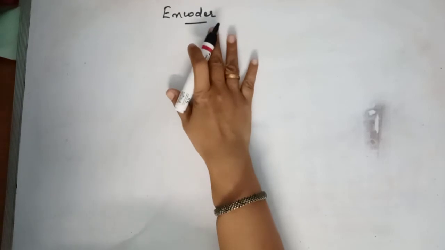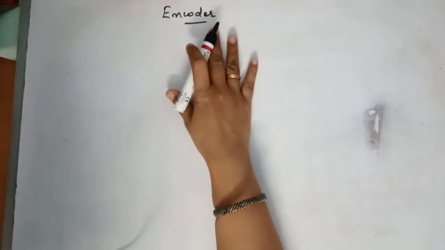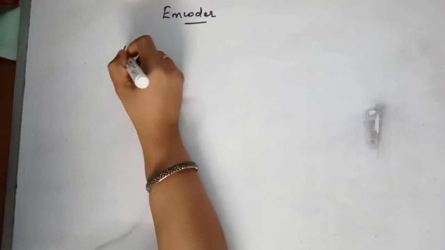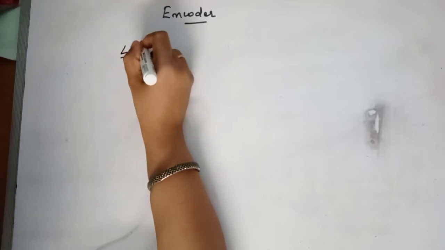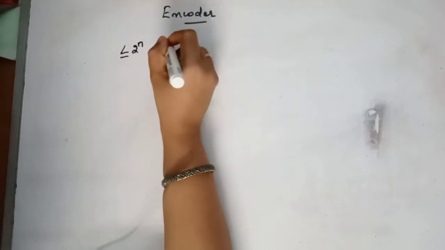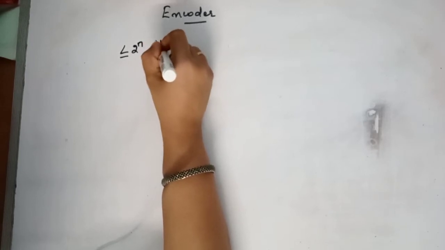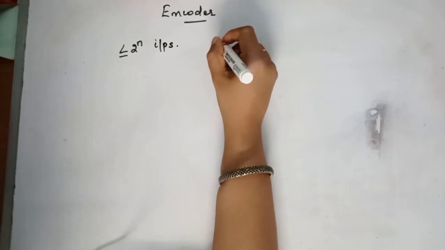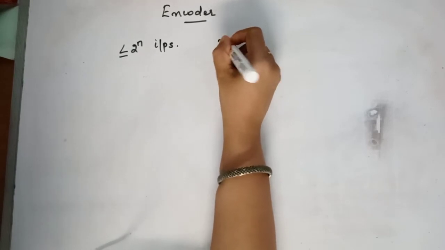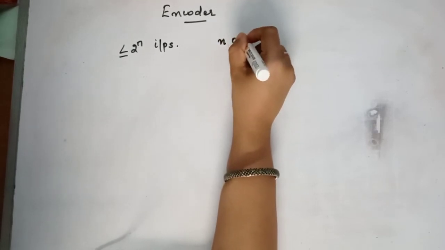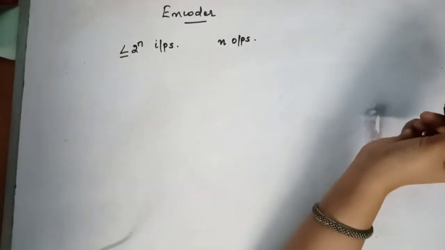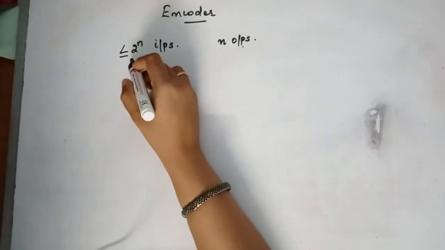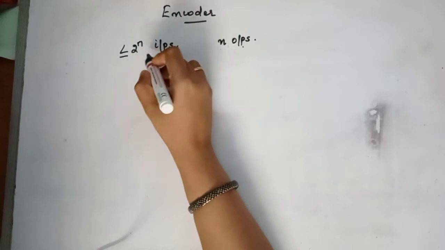So in an encoder you have less than or equal to 2 raised to n inputs and n outputs. Okay, if there are n outputs, you'll have less than or equal to 2 raised to n inputs.